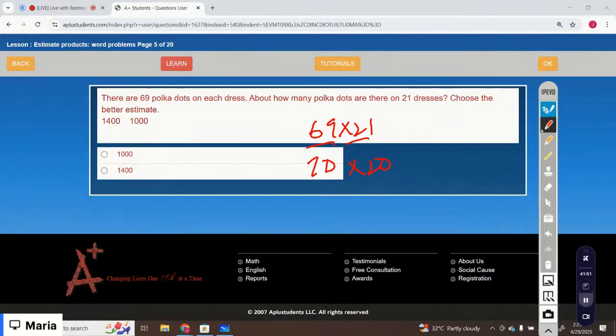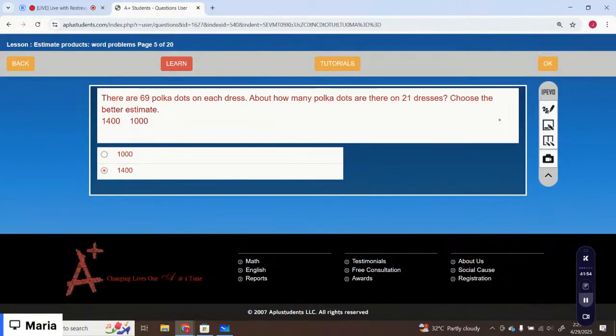7 times 2 is 14. That is 1400. Option number 2 is the correct option.